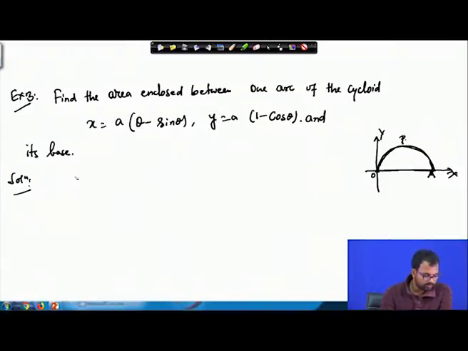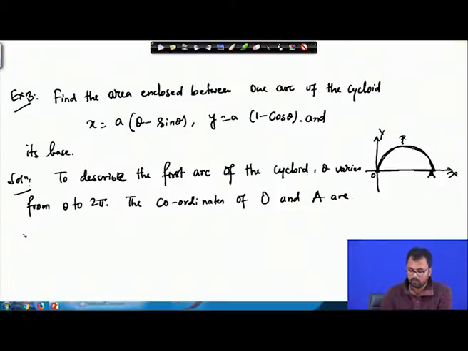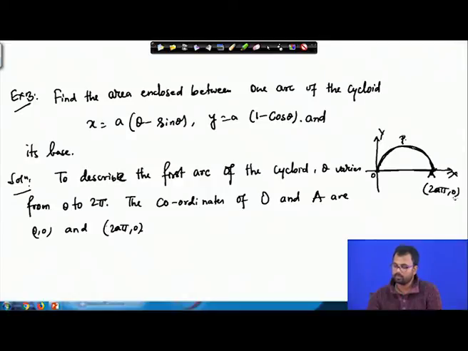All right. So, to describe the first arc of the cycloid, theta varies from 0 to 2 pi, and the coordinates of O and A are 0 0 and 2 a pi 0. So, here this point is 2 a pi 0 and this one is 0 0.